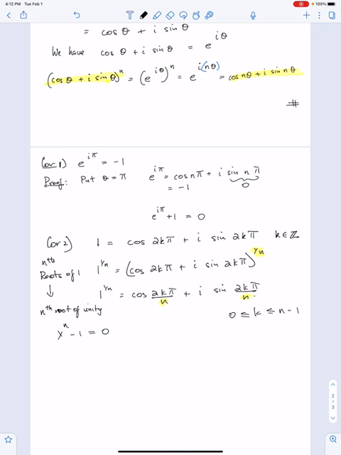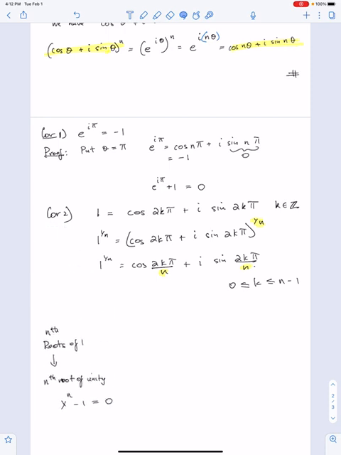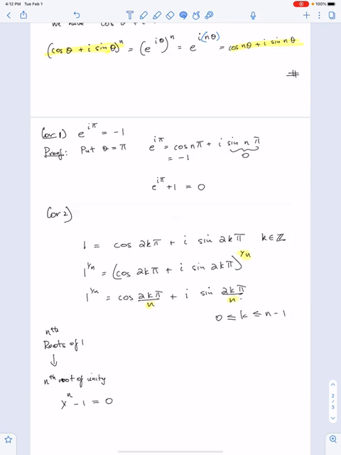Okay. I guess this corollary doesn't have a statement. If you wanted to put, it just has a proof. So if you wanted to put a statement over here, the statement would be this. 1 to the 1 over n equals cosine 2k pi over n plus i sine 2k pi over n, where 0 less than or equal to k, less than or equal to n minus 1. That's a beautiful formula too.